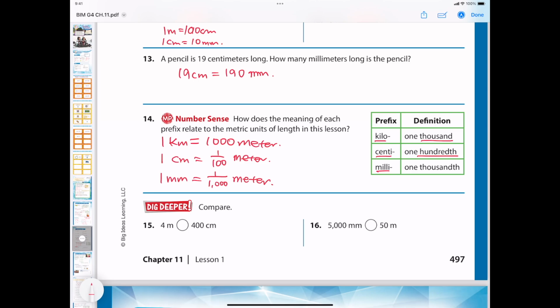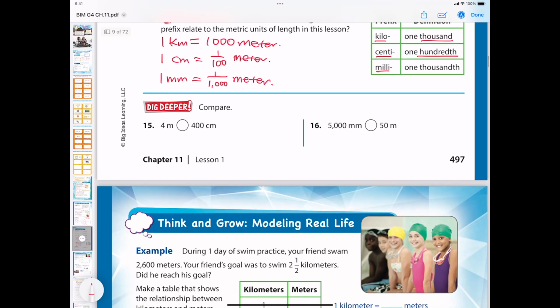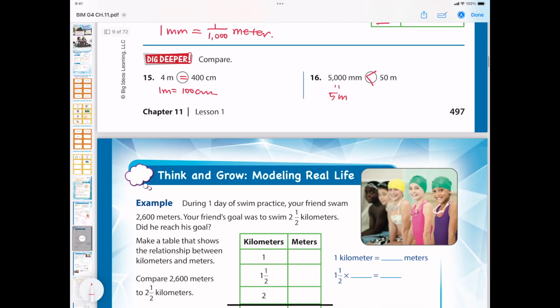Okay, so number 15. Compare 4 meters and 400 centimeters. So they are equal because we know 1 meter is equal to what? 100 centimeters. Okay, 5,000 millimeters is equal to 50 meters? No, it's going to be what? Same as 5 meters. Okay, so 50 millimeters are longer, I mean greater.